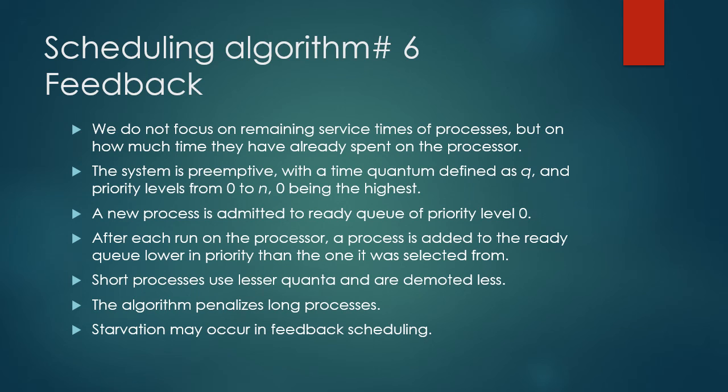Short processes use lesser quanta and are demoted less. The algorithm penalizes long processes. Starvation may occur in feedback scheduling for long processes who have been demoted to the lowest level but are not being selected because the higher queues are constantly receiving short processes.